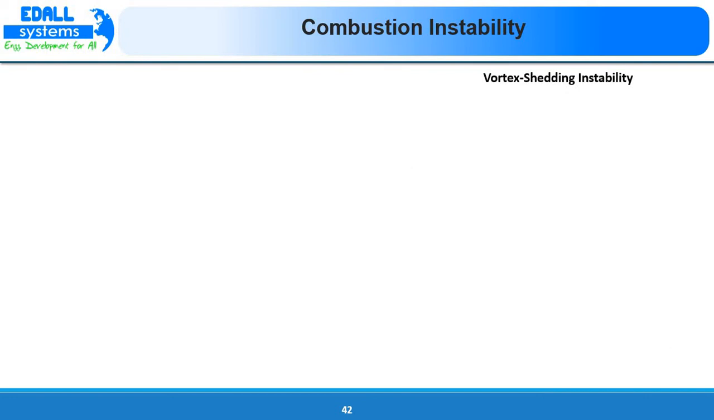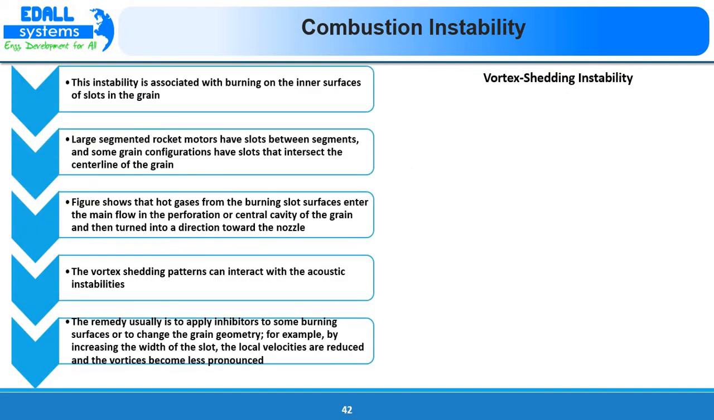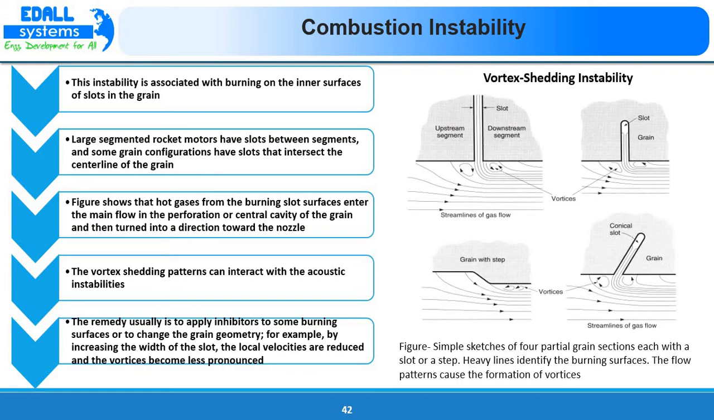Next, moving to the next instability, that is vortex shedding instability. This instability is associated with burning on the inner surfaces of slots in the grain. Large segmented rocket motors have slots between segments, and some grain configurations have slots that intersect the center line of the grain. So the figure here shows that hot gases from the burning slot surfaces enter the main flow in the perforation or central cavity of the grain and then turn in a direction towards the nozzle.